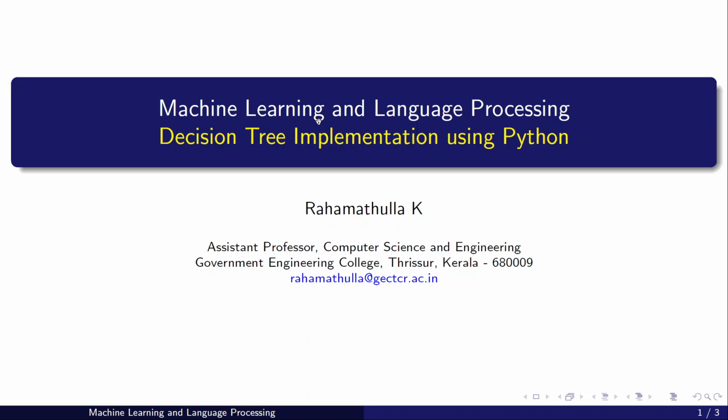In this lecture, we will see decision tree implementation using Python. Decision tree is a supervised machine learning algorithm in which, using the training data, the machine will create a decision tree, a tree-like structure in which every internal node has a decision based on an attribute. The attribute for the decision making will be selected based on some attribute selection criteria.